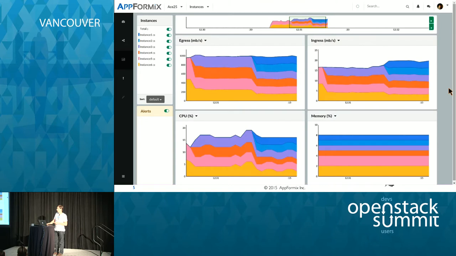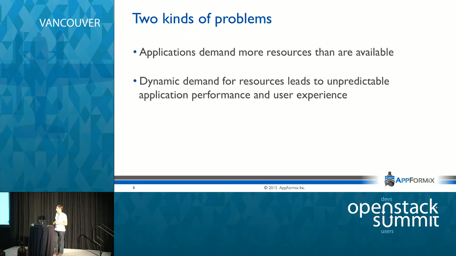The second kind of problem that can arise is what I would call dynamic demand for resources. On that shared infrastructure, it's not always a constant demand for resources by the applications. Workload comes and goes, requests from users come and go, and the amount of resources that a particular application uses is going to change over time. And as it changes over time, the availability of resources changes over time to all the virtual machines or the containers running on a particular host. And what that leads to is this unpredictable performance.